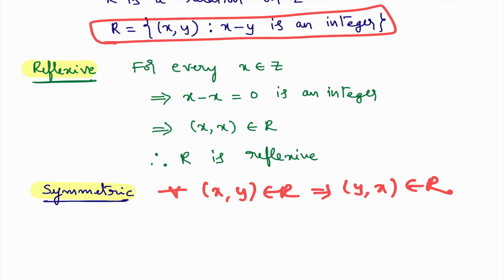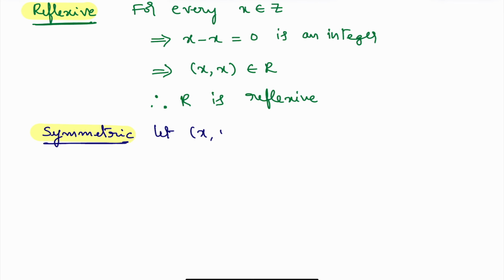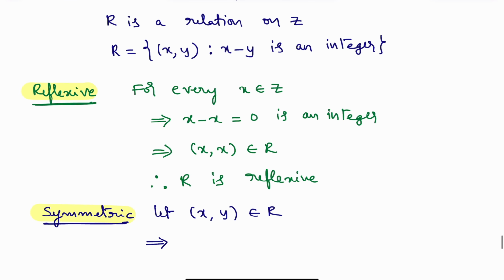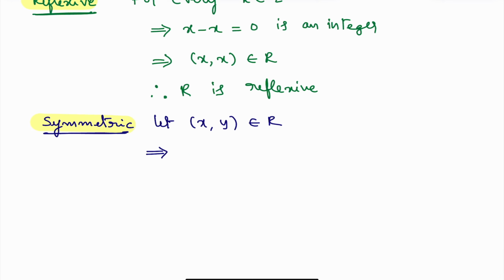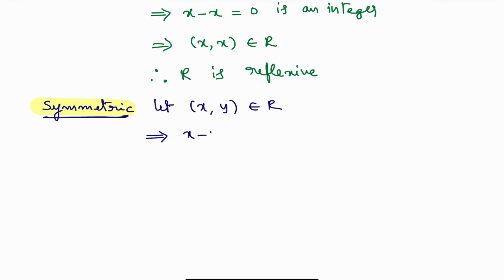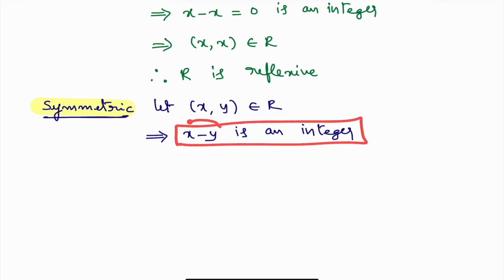Now I'll take one ordered pair from this relation. Take (x, y) in the relation R. If (x, y) is in the relation R, it indicates, as per the definition, that x minus y is an integer. As I took (x, y) in the relation, I can say that x minus y is an integer. Suppose x minus y is 2. If 2 is an integer, minus 2 is also an integer.